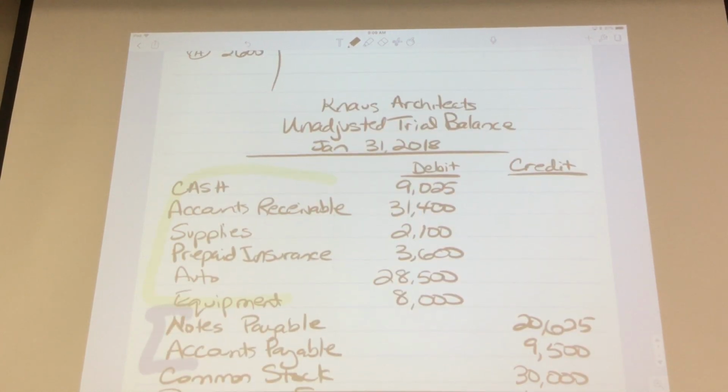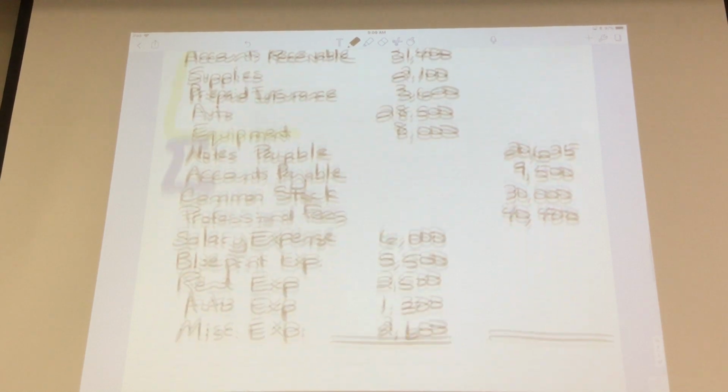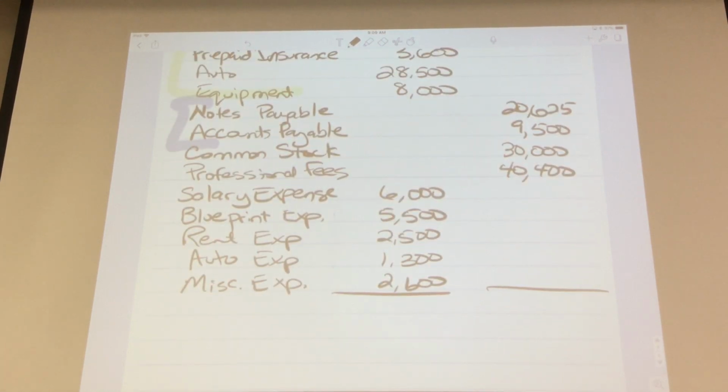Okay, so we're going to add all of the debit balances. You add those up and it ends up being $100,525. You add your $20,625, your $9,500, your $30,000, and your $40,400, and you also get $100,525. So our trial balance, all that tells us is that the amounts we debited are equal to the amounts we credited. But now we have a list of balances. And when you have a list of balances, you can prepare financial statements.